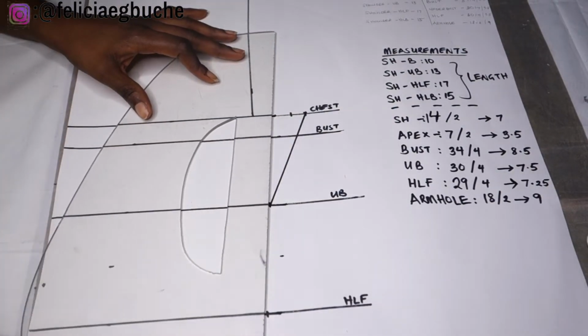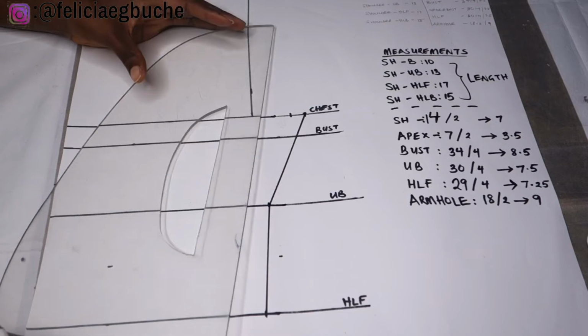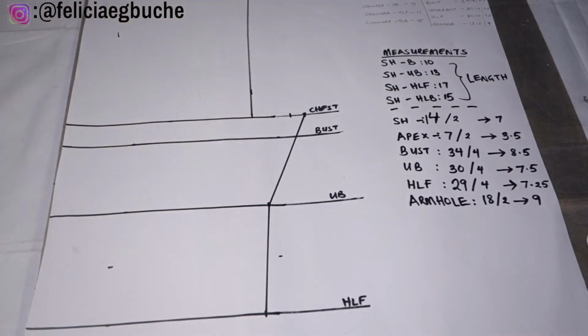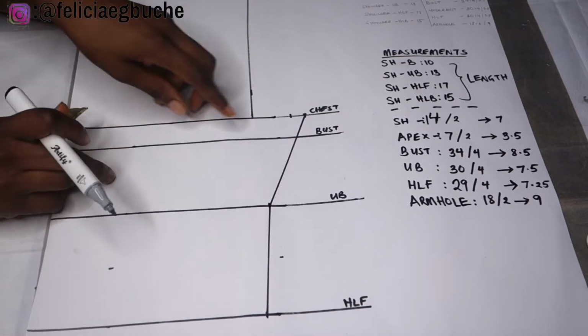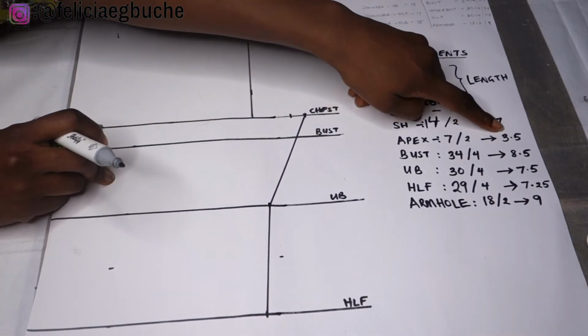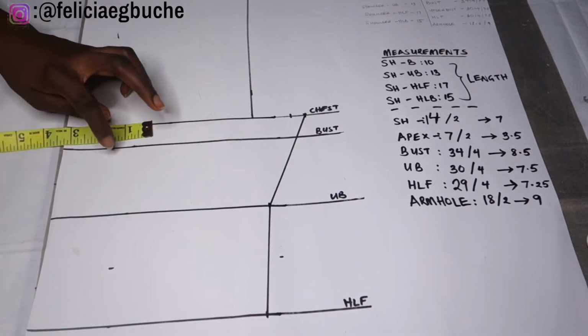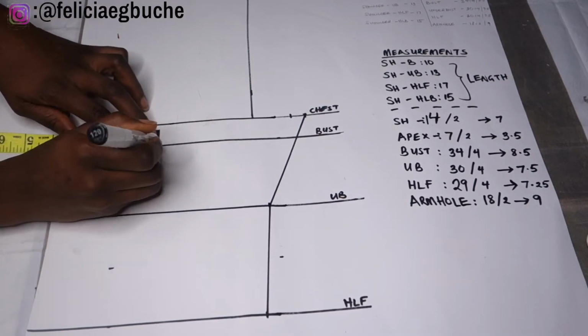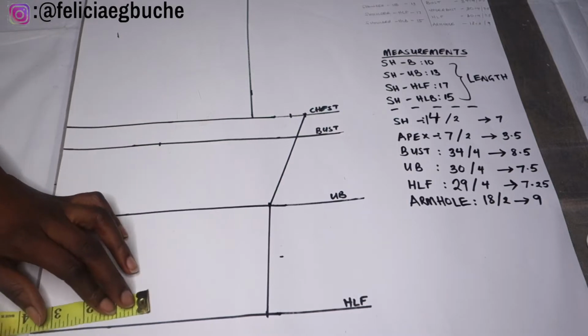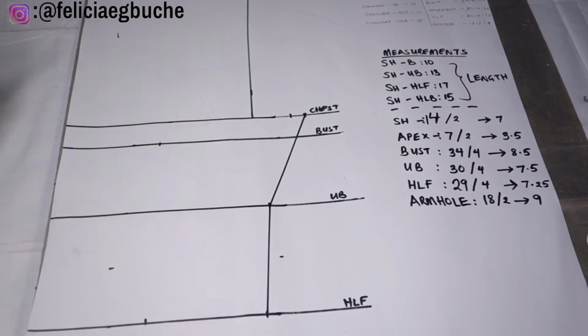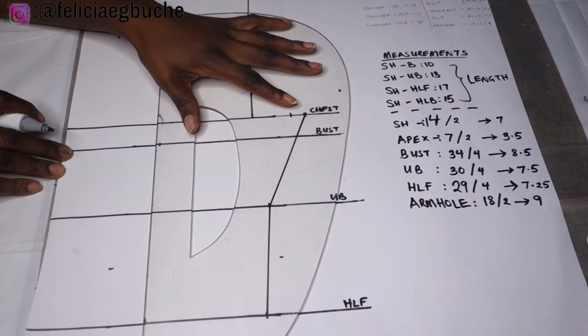Once I'm done doing that, I'm going to now work on the darts. The dart starts from the bust line, so I'm going to be applying my apex measurement, which is 3.5 inches on the bust line. Okay, so I'm marking my 3.5 inches right there on the bust, and I'm going to also mark 3.5 inches on the half length front line, and I'll connect the 2 points together like so.